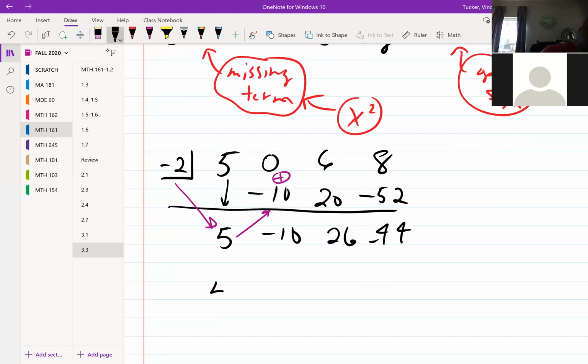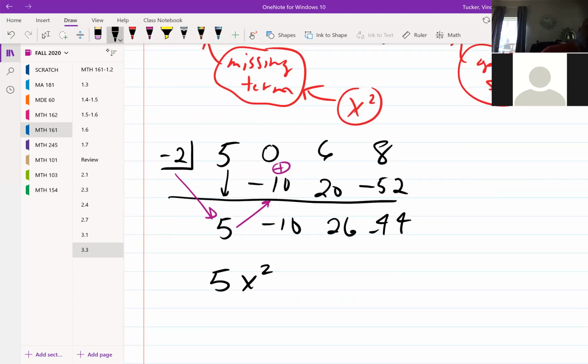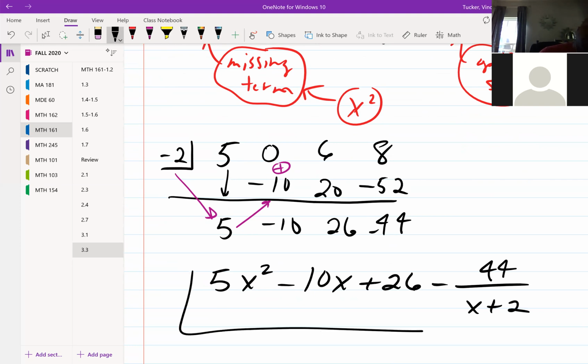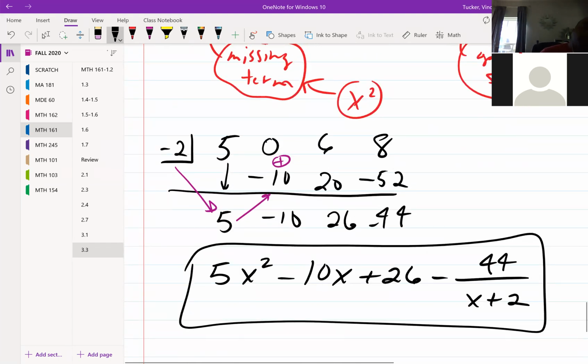All right, you can write our answer. We started off with x cubed, so it should be 5x squared minus 10x plus 26 minus 44 over x plus 2. Questions, questions, questions.